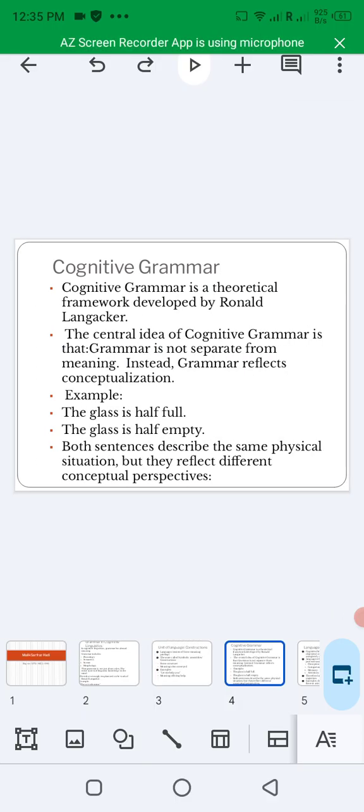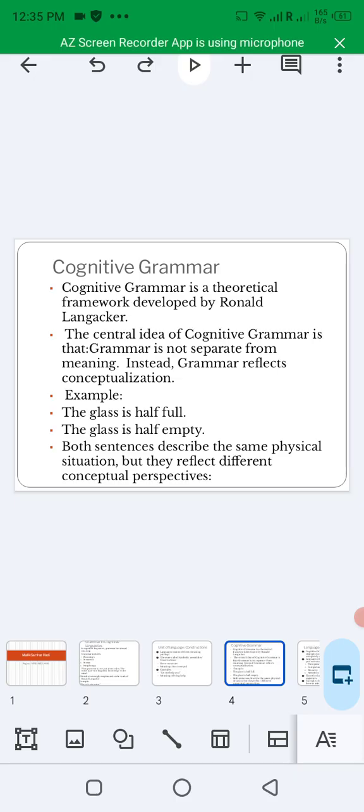Now we come to cognitive grammar. This is a very important and very interesting topic, one of my favorites. Cognitive grammar is a theoretical framework developed by Ronald Langacker, one of the founders of cognitive linguistics. The central idea of cognitive grammar is that grammar is not separate from meaning. Meaning is in the grammar. Grammar and meaning are not two separate things.